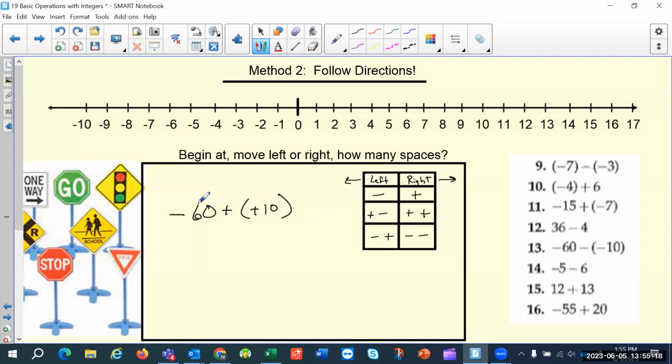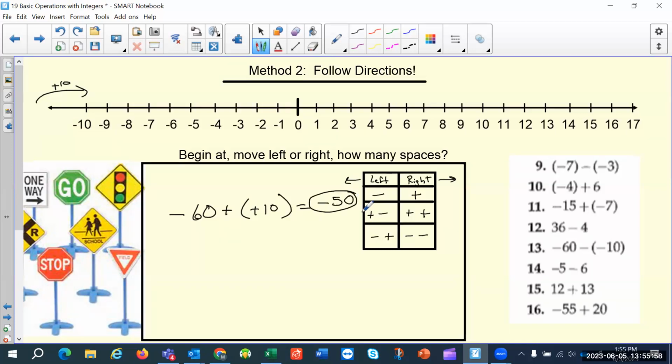Now we've got negative 60 plus 10, because plus positive and minus negative are all the same thing. So it's negative 60 plus 10. If you start way out there at negative 60, but you move back 10 spots to the right, what number is 10 spots to the right of negative 60? Think about it, hit pause, put it down, and then check back. So 10 spots to the right of negative 60 is negative 50.